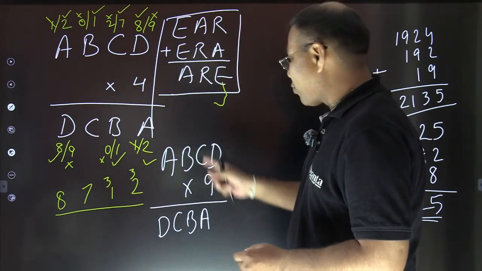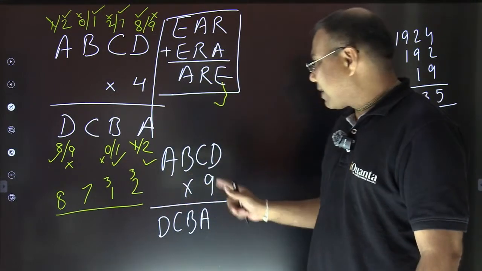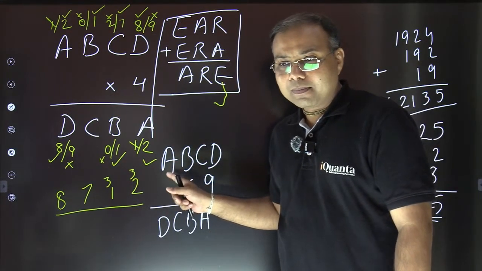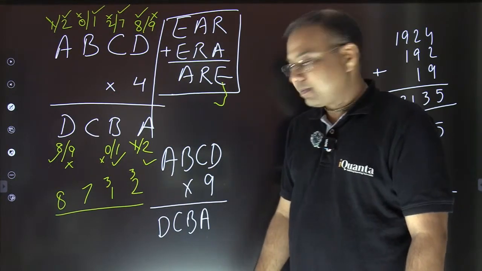And exactly similar question about this one. Let's do it quickly. Tell me the possible values of A here.